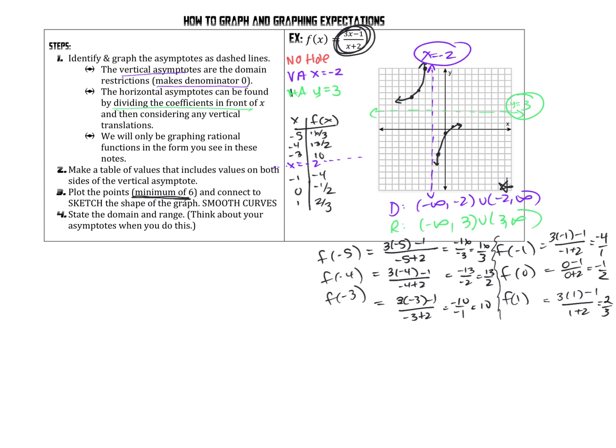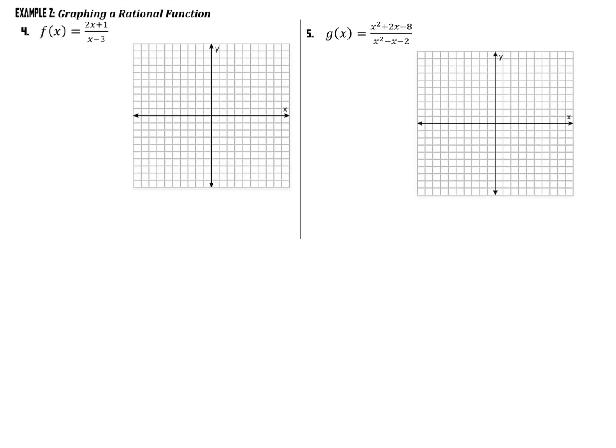Let's look at some more examples. Okay, let's actually start by factoring number 5 together. This is going to factor to x plus 4 times x minus 2 over x minus 2 times x plus 1.